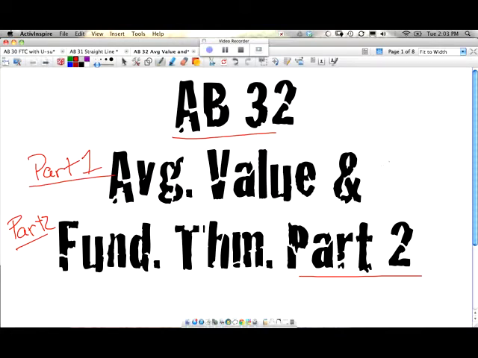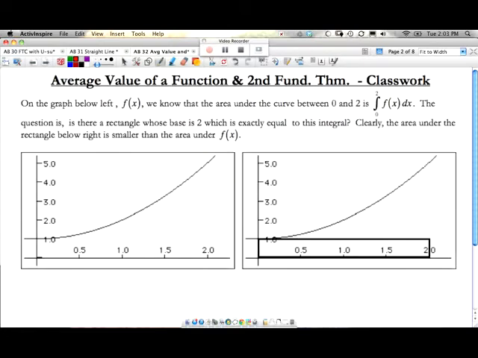And mostly that's just for organizational sake, so you can have two separate videos for each concept. That doesn't mean they're necessarily long. In fact, these are pretty straightforward ideas. So let's take a look at the first one, the average value of a function.